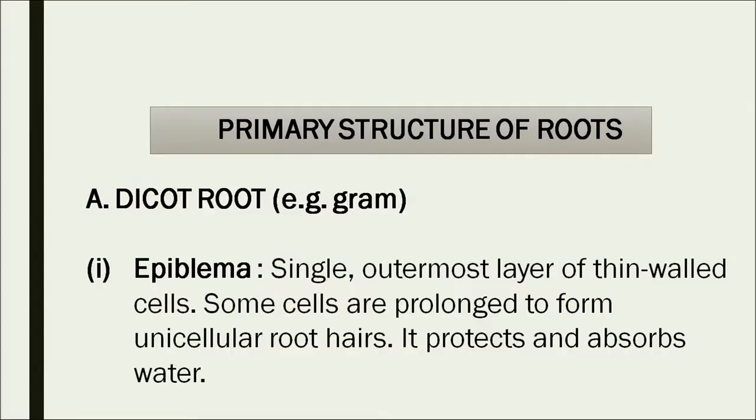So imagine the way you cut certain salads transversely, for example, some onions which you cut transversely. The structures visible under the microscope are, let's say, a dicot root of gram. The outermost layer is epiblema. It is the single outermost layer of thin walled cells, and some cells are prolonged to form unicellular root hairs, and it protects and absorbs water.